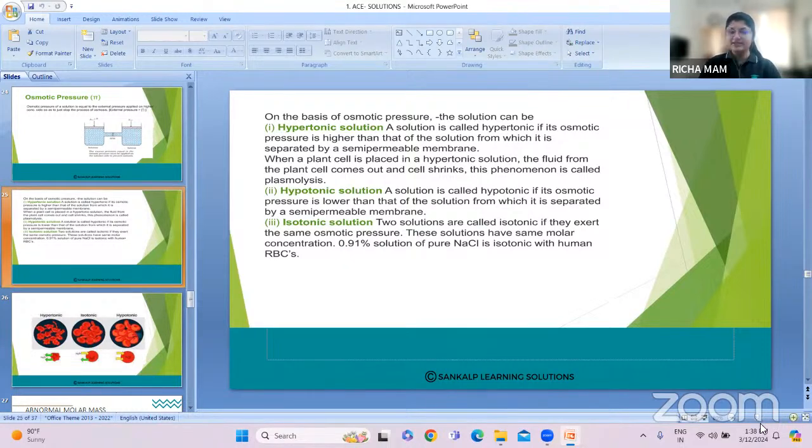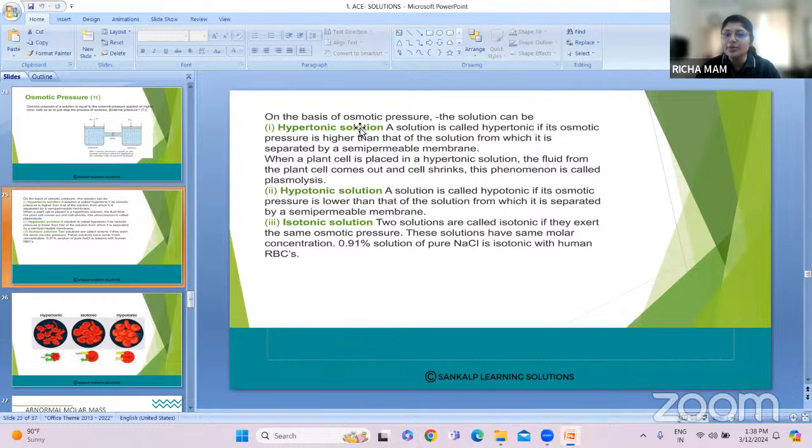So the saline solution, its concentration, is isotonic. The two solutions, that is, a human blood cell and pure NaCl, the saline solution, are isotonic. Both these solutions have the same osmotic pressure. These are said to be iso. Iso means same, the same concentration. So both have the same osmotic pressure.